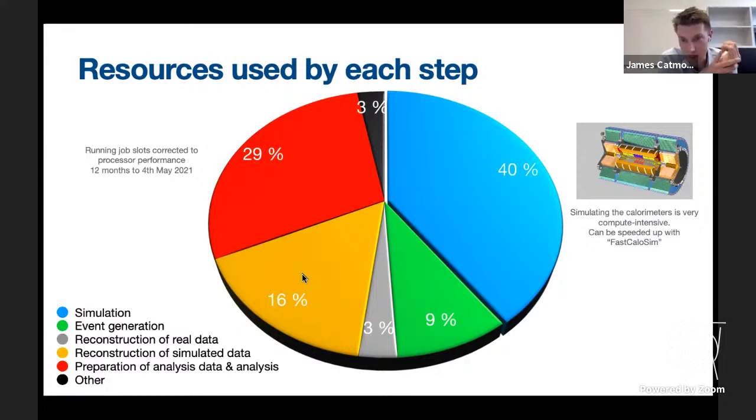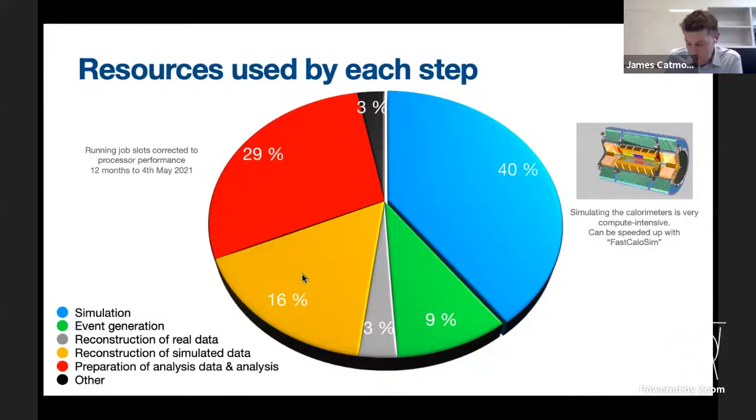We can speed this up with something called fast calo simulation or fast calo sim. I'll say a bit more about that slightly later on. And then you can see the other processes, things like the event generation and then the reconstruction and the analysis and preparation of analysis data take somewhat less. And this gives you an overall idea of how many computational resources we're using.